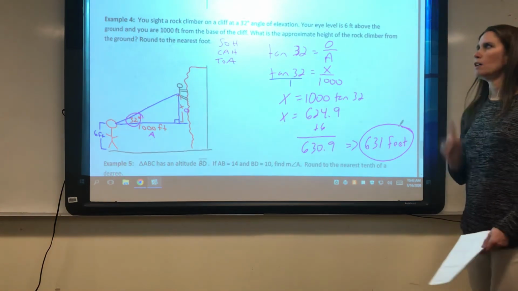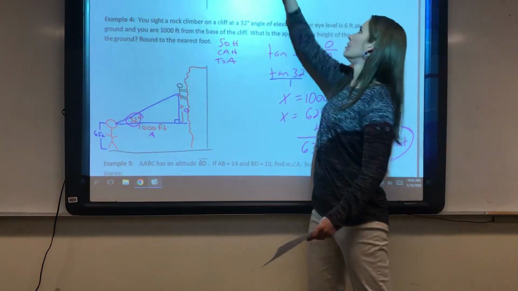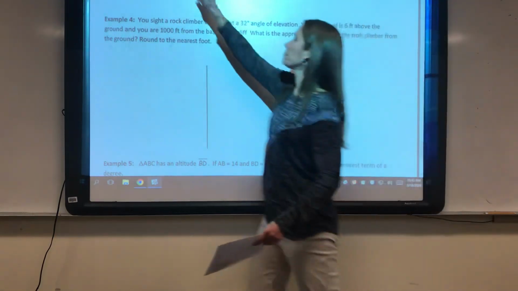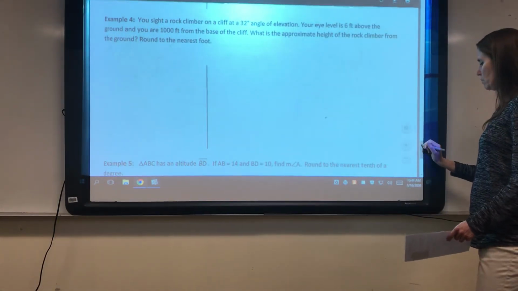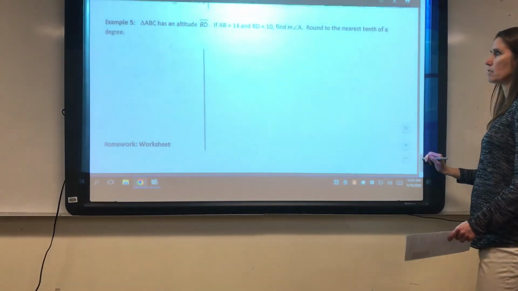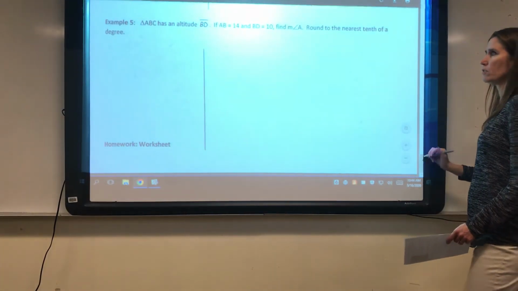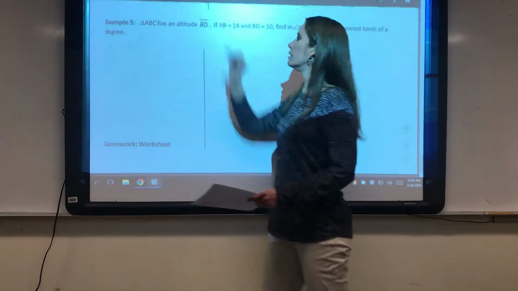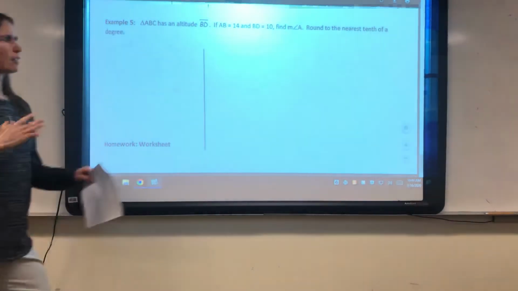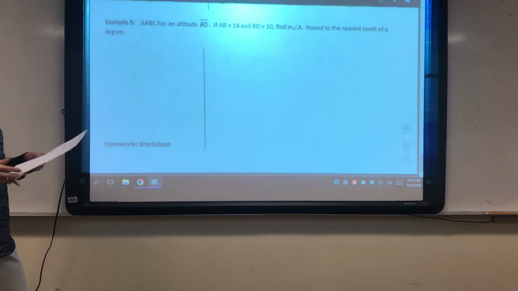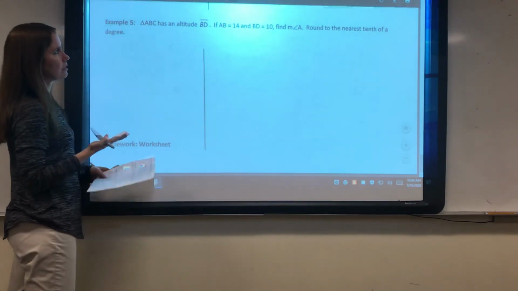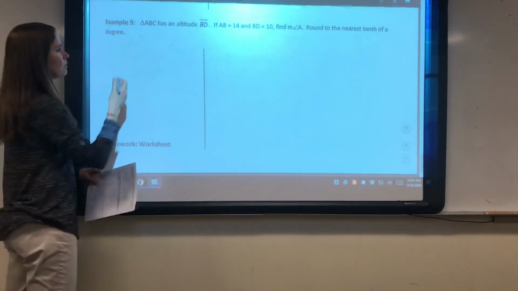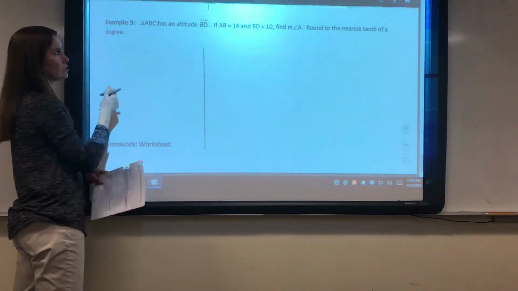Okay, one more. So if we're going to get that cleared, now we are to example 5. So as I'm getting this moved up, you can be trying to get this set up. And this one's a little different because it's not actual planes and people and all of that. So if we look at this one, it says triangle ABC has an altitude BD. And we know that the information we are dealing with is going to have a right triangle in it, and that's where the altitude comes in.